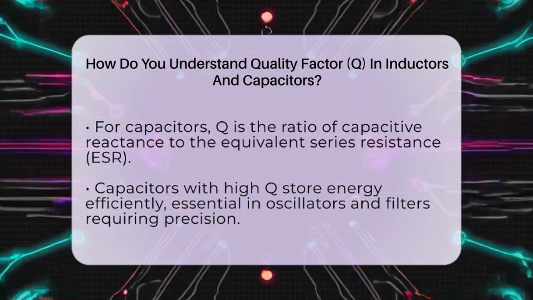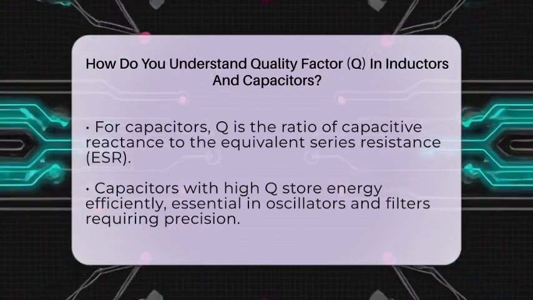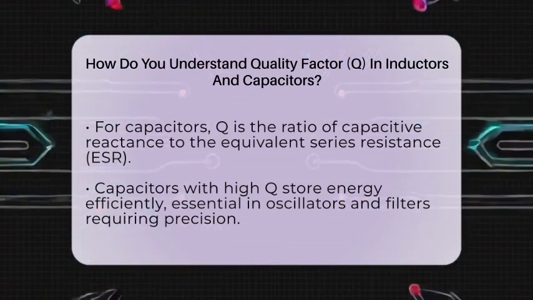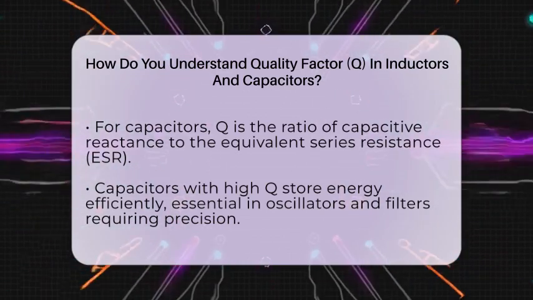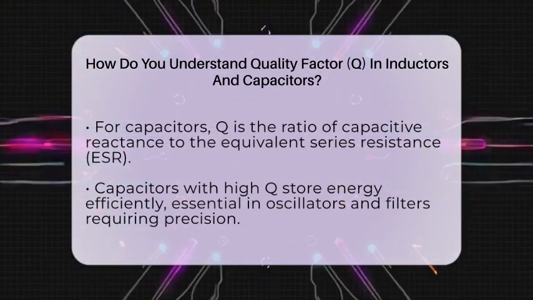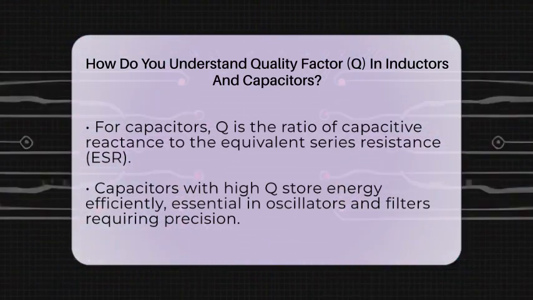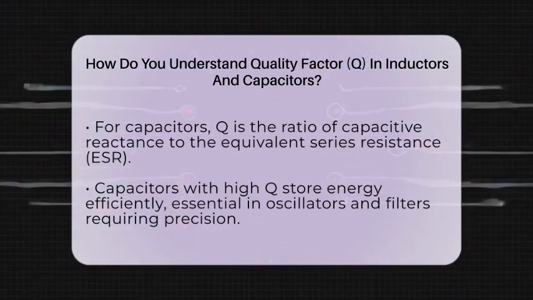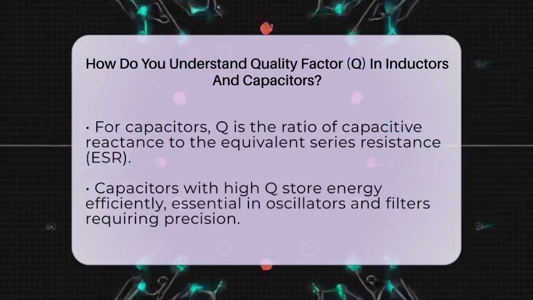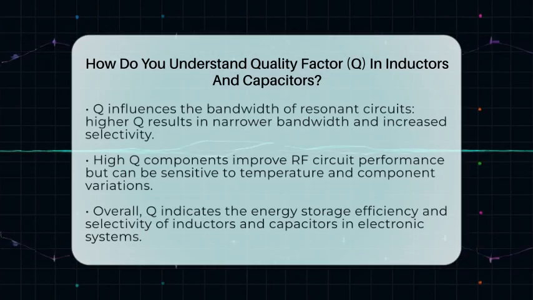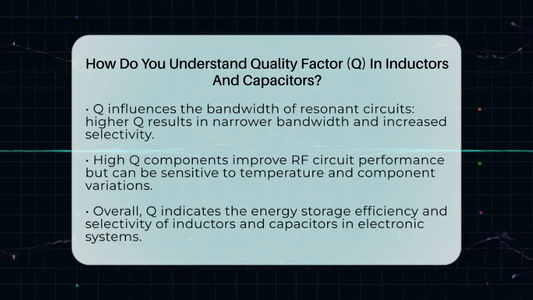From a broader perspective, Q relates directly to the bandwidth of a resonant circuit. The bandwidth is how wide the circuit can pass signals around its resonant frequency. The higher the Q, the narrower the bandwidth, meaning the circuit is more selective. This is useful in radio and communication systems where picking out a specific signal is important. In practical terms, a high Q in inductors and capacitors improves the performance of RF circuits, filters, and oscillators by reducing energy loss and increasing selectivity.